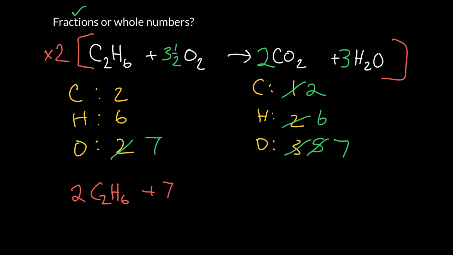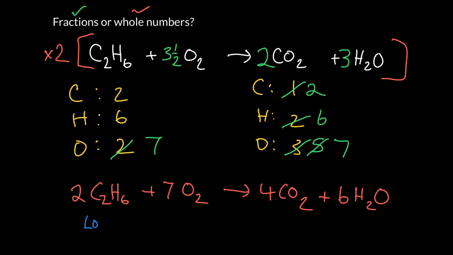And we double 3.5, we get 7 O2s, and that turns into 2 times 2, that's 4 CO2s, and a grand total of 6 waters. So that is also another way to balance it. In fact, this equation down here is balanced using the lowest set of whole number coefficients.